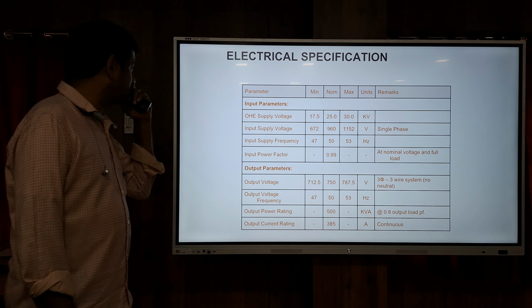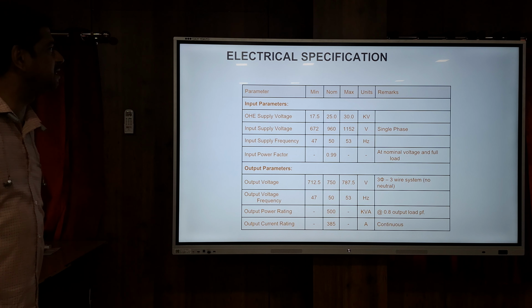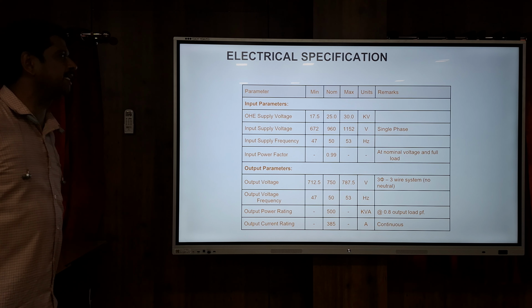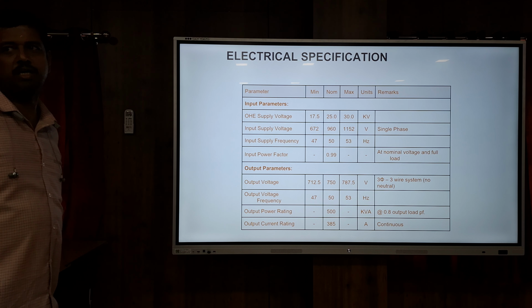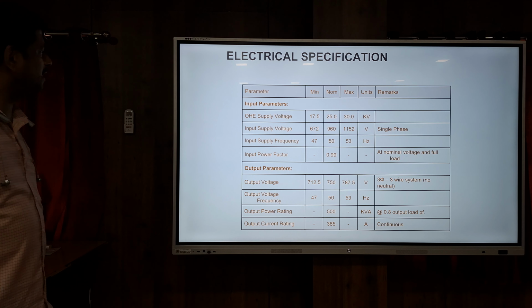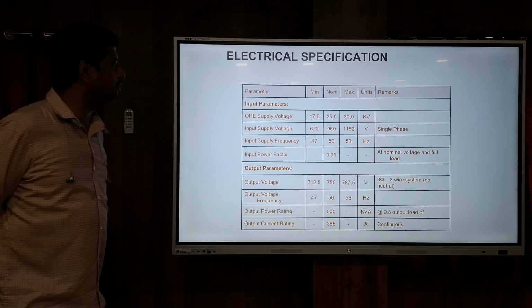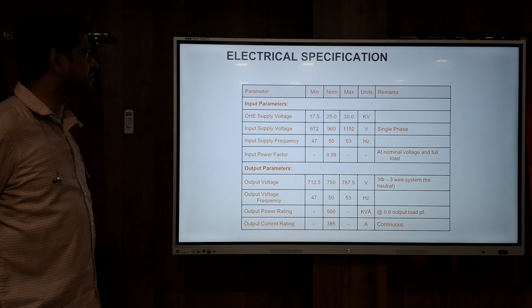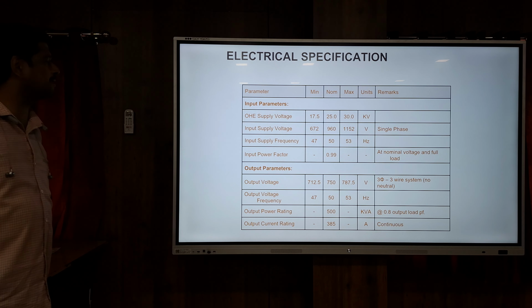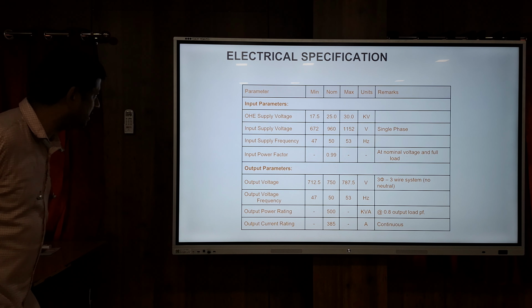This is the electrical specification. OHT supply minimum is 17.5 and maximum is 30 kV for the safe working of the hot load. And input supply is 672 to 1152. Based on the OHT voltage change, that input supply voltage to the hot load also will change.